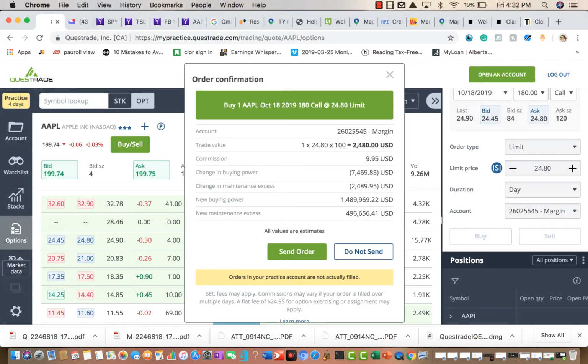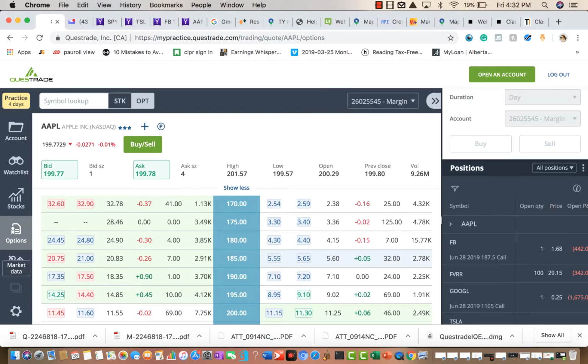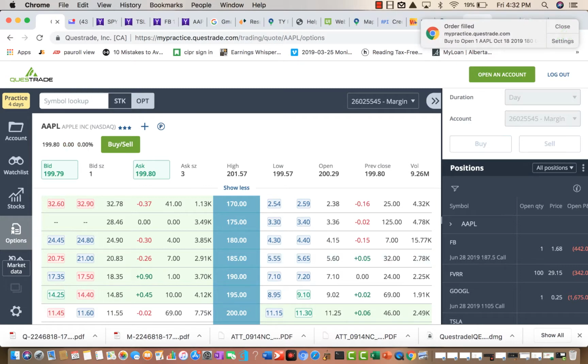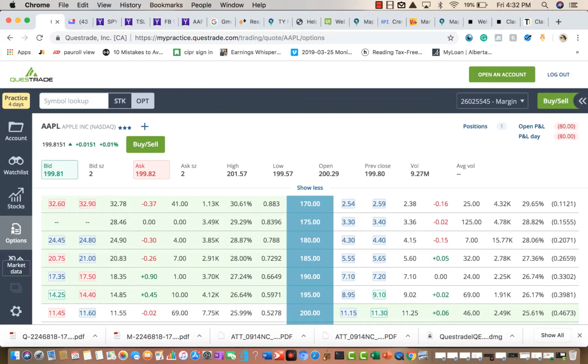And you guys see that? It shows you here the amount, commission. You're gonna be paying 9.95 in USD. And you're just gonna click send order. And there you go, it got filled. When your order gets filled, you're gonna get this message right here. This thing will pop out to notify you that your order got filled.